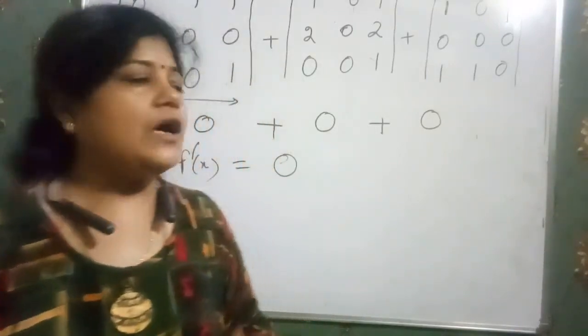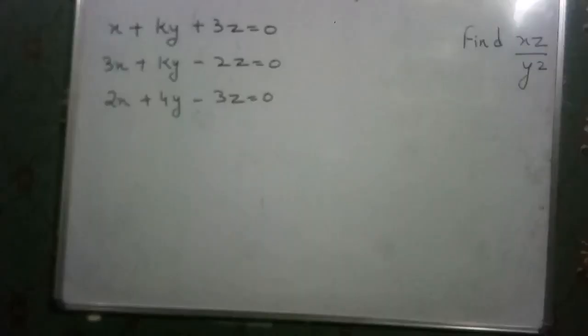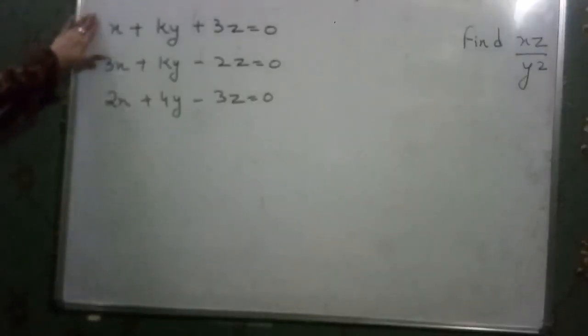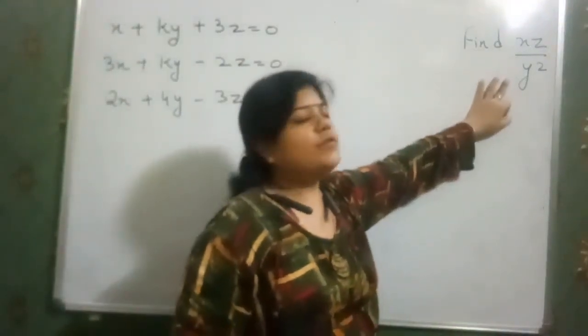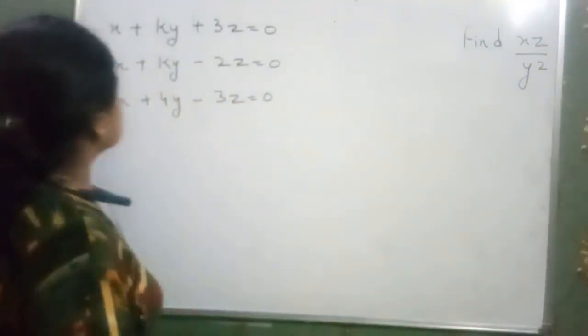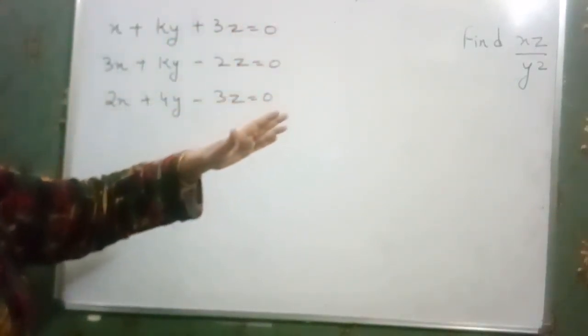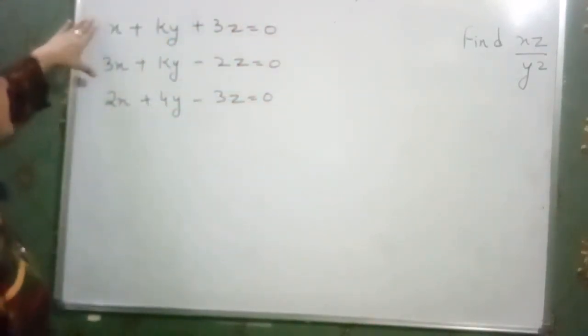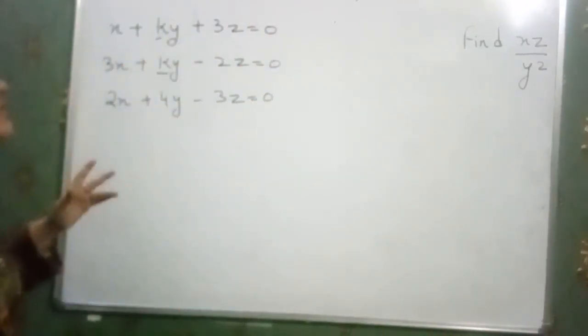Now just write it down. This is a type of question where three equations are given and we have to find the value of xz over y square. That means firstly we have to find the values of x, y, z, put them in, and then find the answer. But in these equations we have a constant k. So firstly find the value of k.